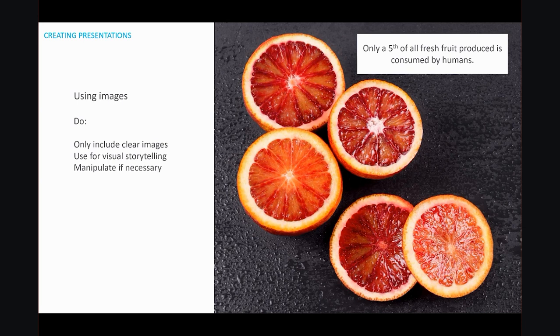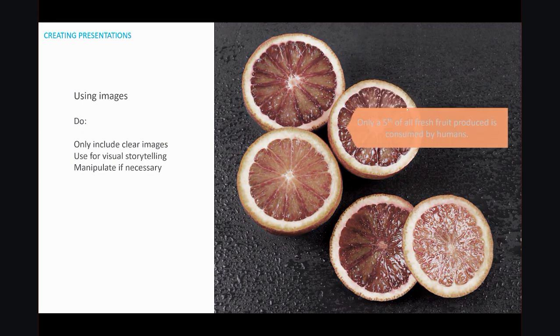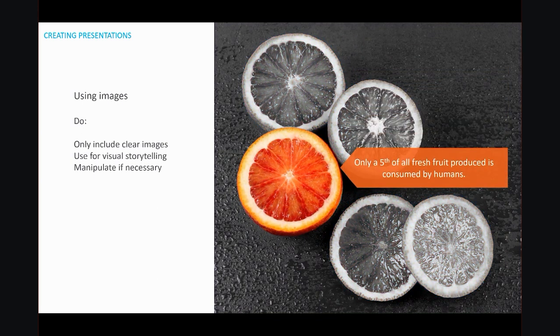Take this image, nice, clear, high resolution of some delicious looking oranges. With a little image manipulation, all within PowerPoint, we can drop the colour from the image and highlight just a portion of it to represent a fifth, making the statement more dramatic. By the way, I totally made up that fact, so don't hold me to it.